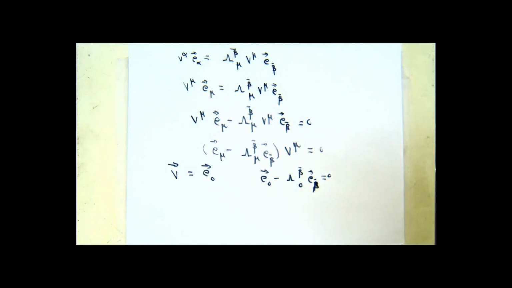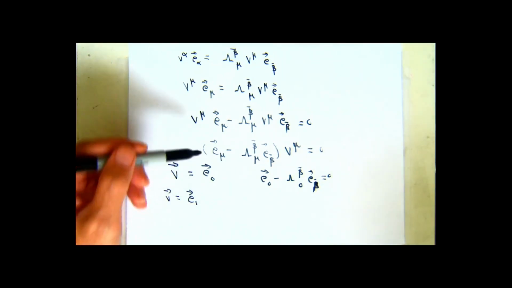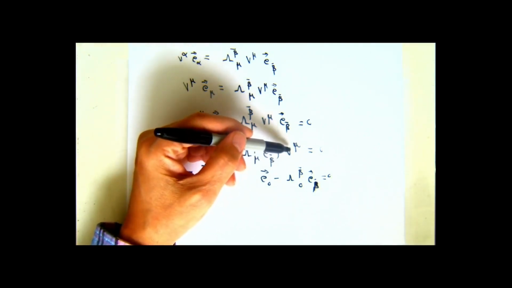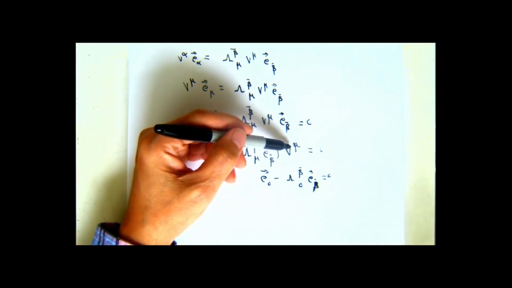On the other hand, I could pick V to be the first space coordinate vector. In this sum, when mu is 0, the V component is 0. When mu is 2 or 3, the corresponding component of V in the unbarred system is 0. Only the V with a superscript 1 term survives, so the following must be true.